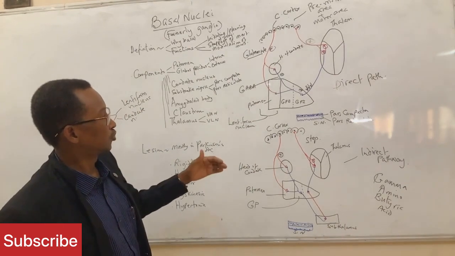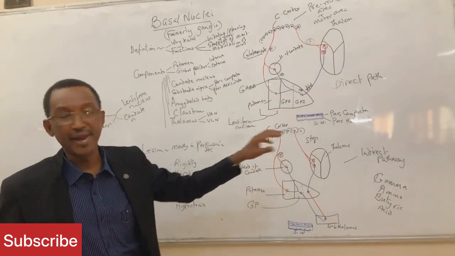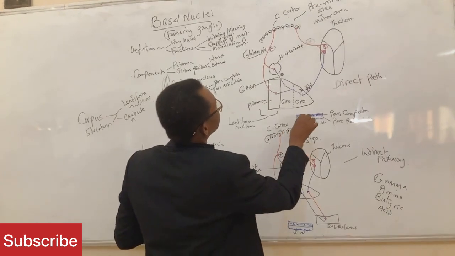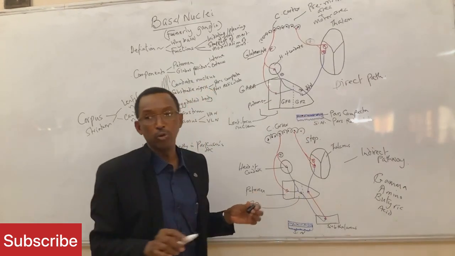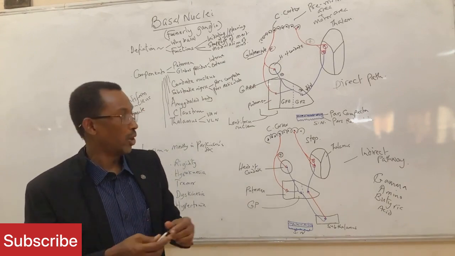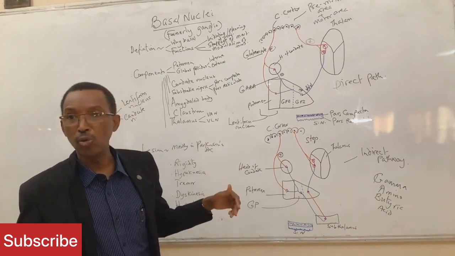So what happens with the connection between this direct and indirect pathway? So what is going on here is that, I don't know, maybe we have a break so that you can ask questions if you are not clear before I now continue with the issue of the substantia nigra and what have you. Oh, can we continue?